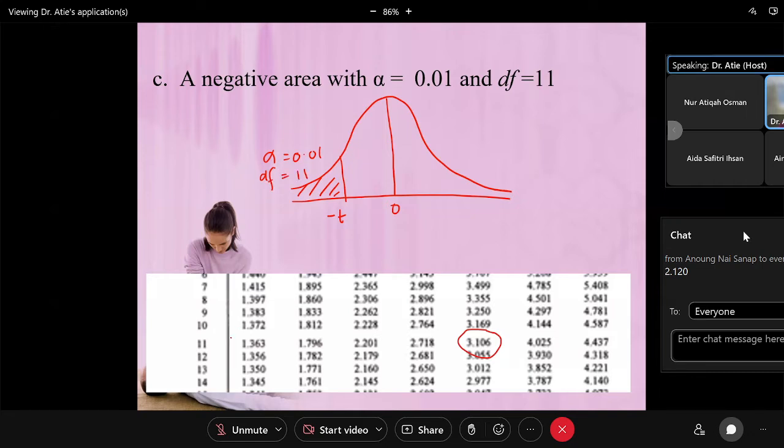So you just go to column 0.01, all right? And then the df will be 11. So the answer will be negative 3.106. Okay, so that's all that you need to do for part C. So just make sure you don't miss the negative sign, right? So please do part D.